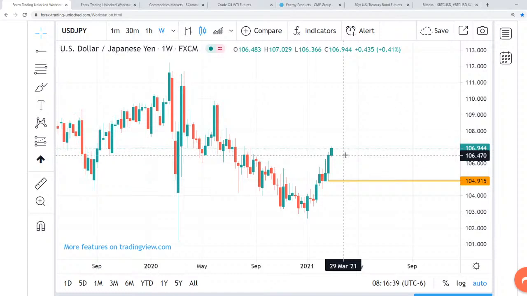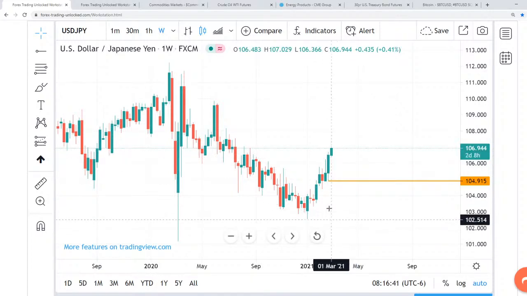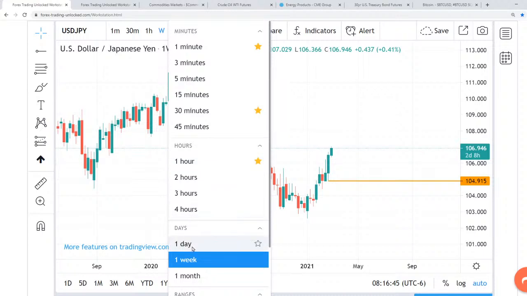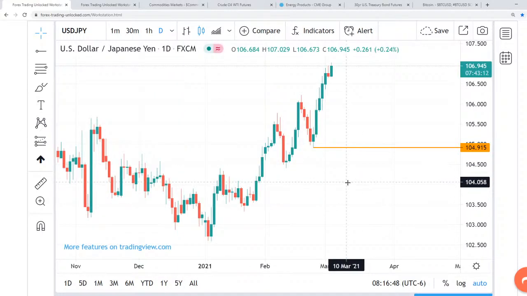As you can see on a weekly basis, this has had a big move in 2021. This is for multiple reasons. One is oil, the fact that oil has been rallying. Well, Japan doesn't produce oil. They're oil dependent completely. So this is huge.